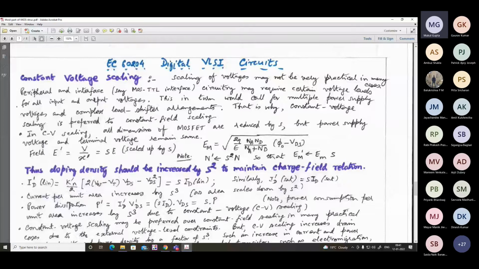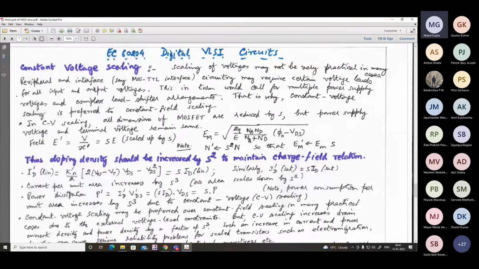Sometimes what people do is let the voltage remain the same. Although the physical dimensions are coming down, let the voltage remain the same. We do not tamper with the voltage. So then there is another type of scaling, called constant voltage scaling. Let us briefly see what the outcome of constant voltage scaling is, how the physical characteristics are affected when we keep the voltage the same but reduce the dimensions of length, width, and thickness. So all dimensions of the MOSFET are reduced by S, but the power supply voltage and terminal voltages remain the same.